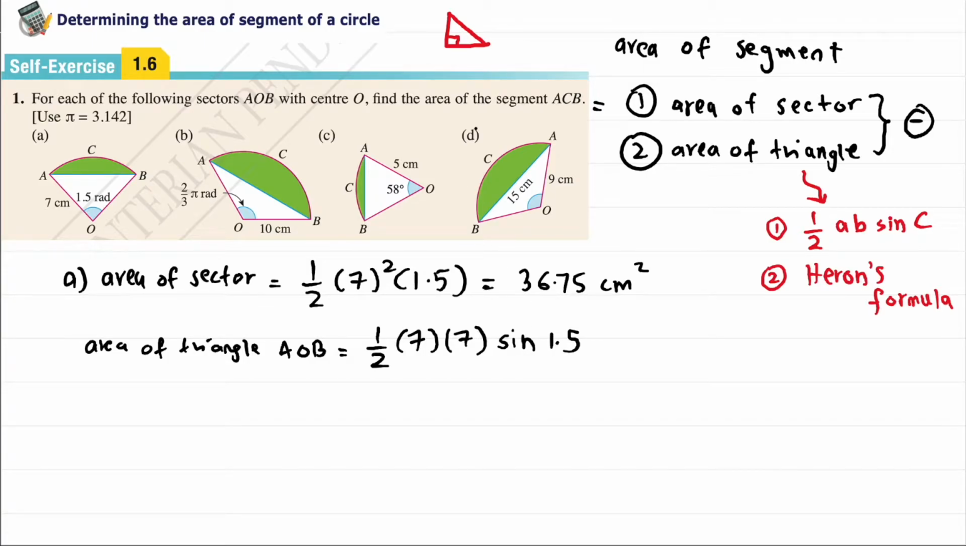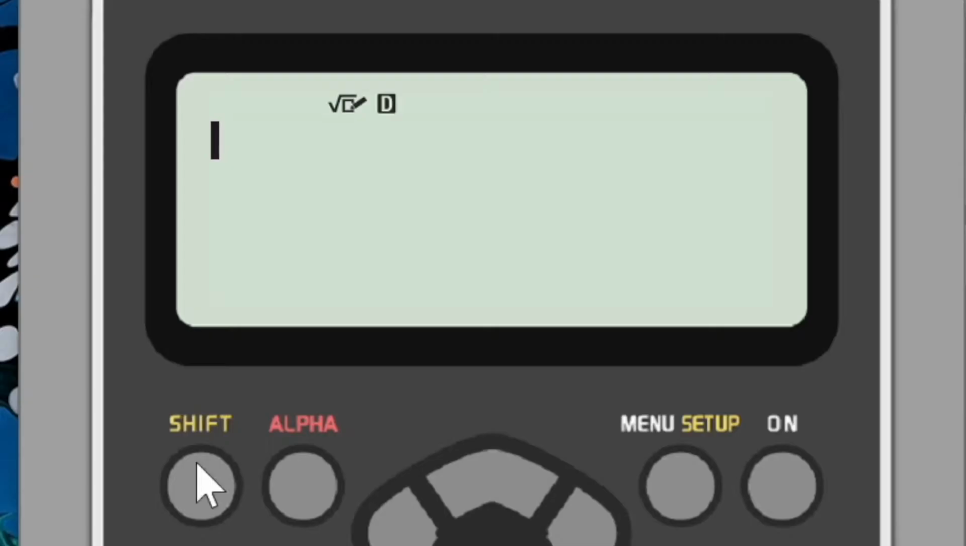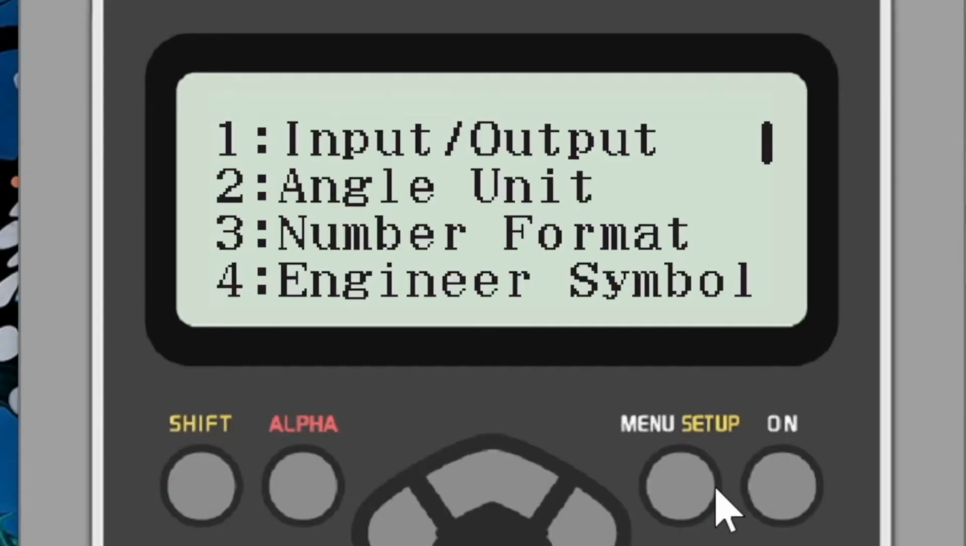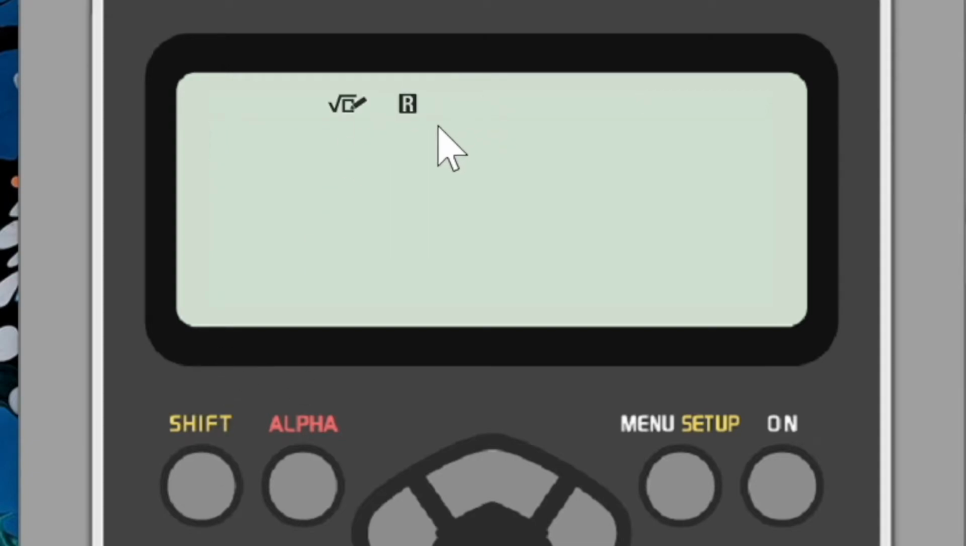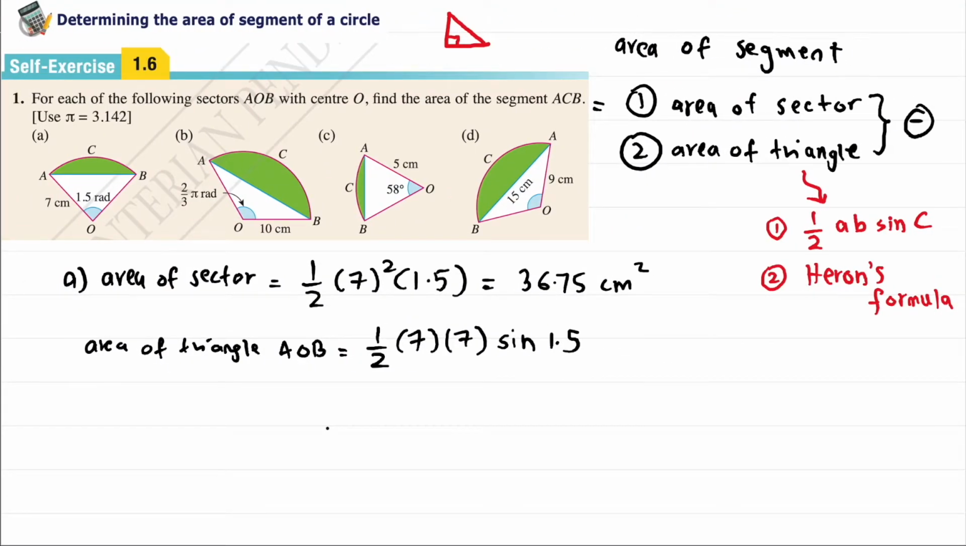Before you press your calculator, please make sure that your calculator is in radian mode. Please change first. Shift menu. Angle unit, press number 2. And you choose the radian. Okay. Now, once your calculator is in radian mode, then you can press the calculator. Okay, you press the value and you will get the answer.